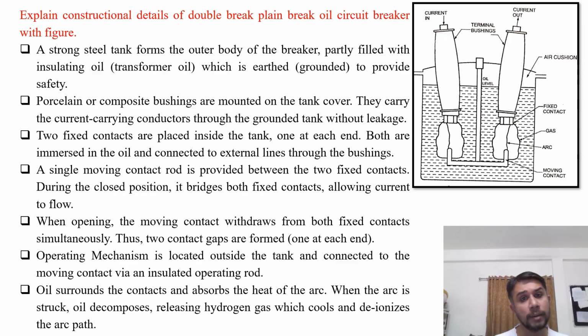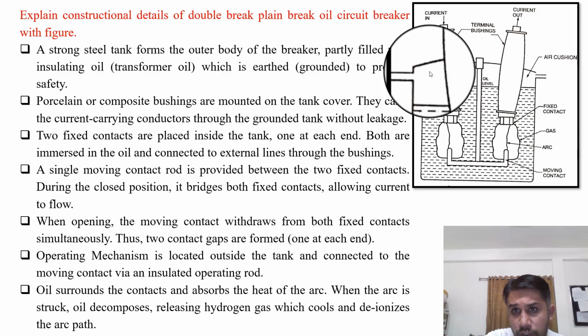Porcelain or composite bushings are mounted on the tank cover and they carry the current carrying conductors through the grounded tank without any leakage. Two fixed contacts are placed inside the tank, one at each end. Both are immersed in the oil and connected via external link through the bushing.